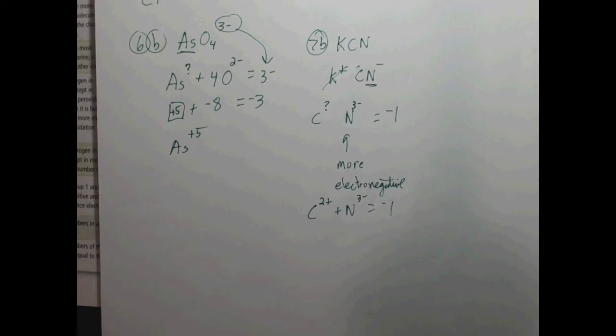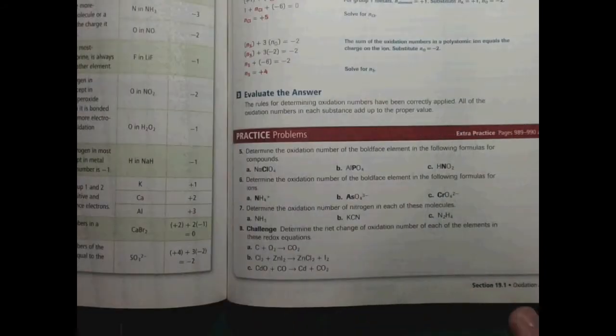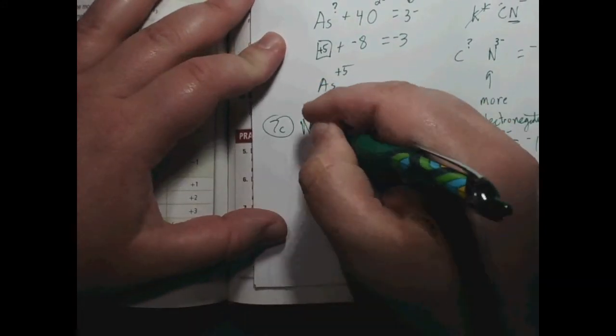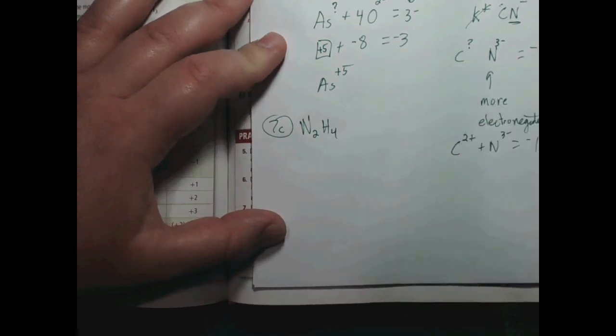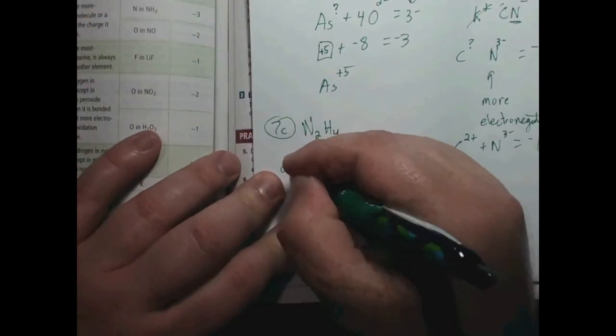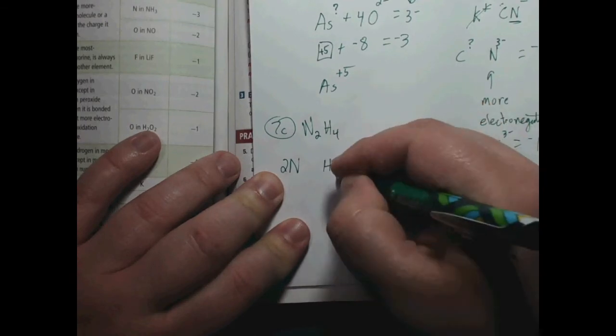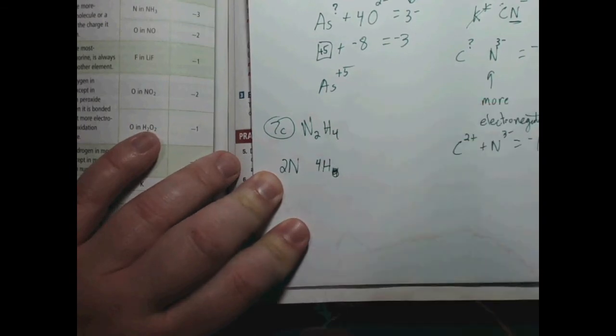This is part of the reason why. The way they end up working is not always the same, and putting a general rule on it just ends up confusing the situation. So, let's look at N2H4. We have 2 N's, and then we have 4 H's, excuse me.